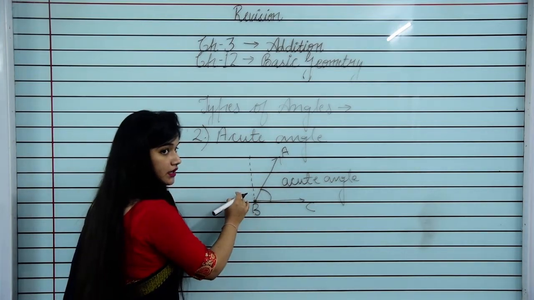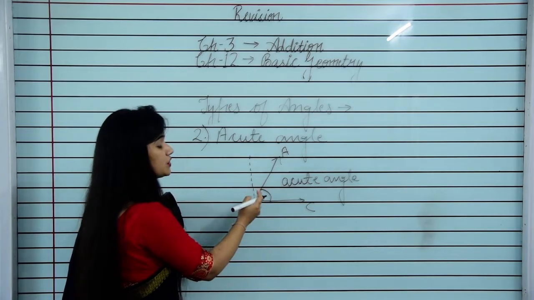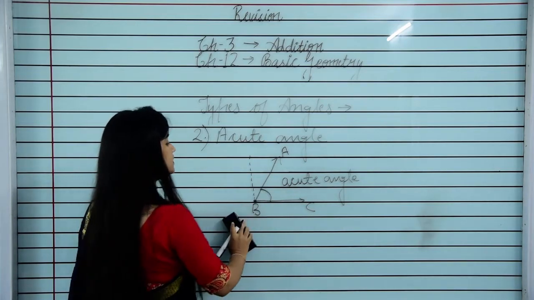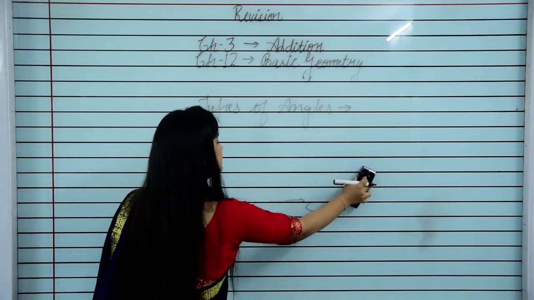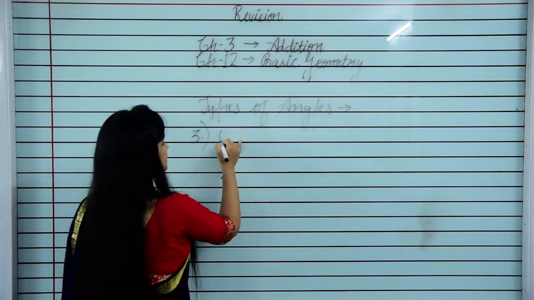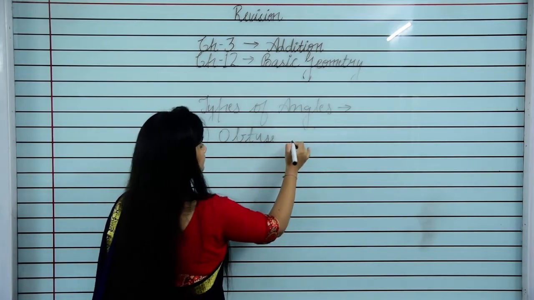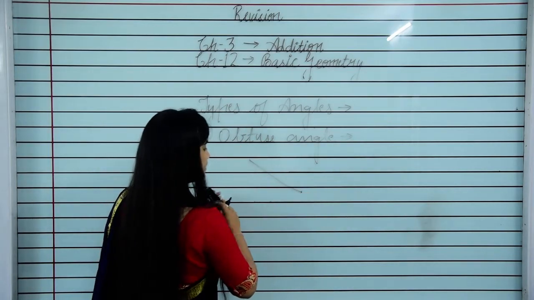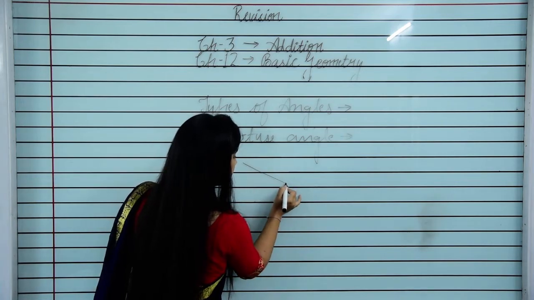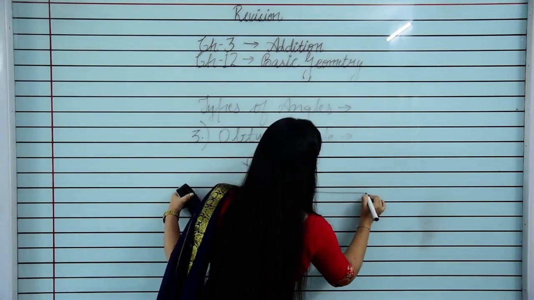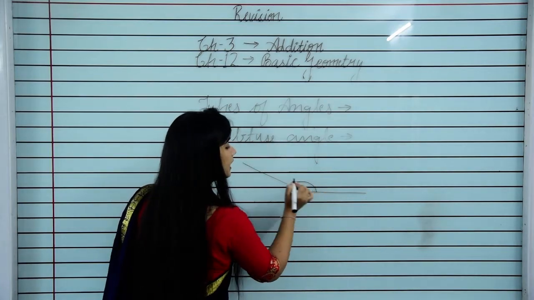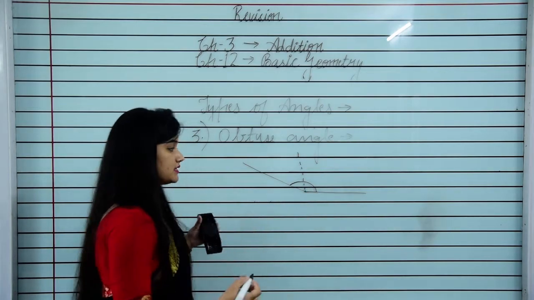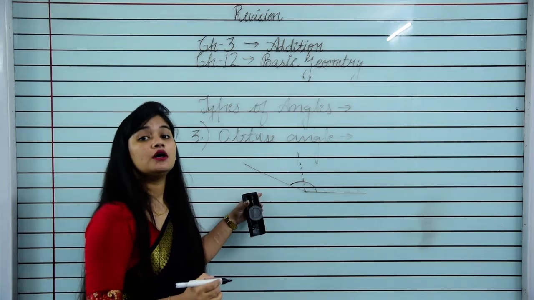Understood? The angle which is less than a right angle, which is smaller than 90 degree, is called acute angle. Understood? Now we see the next angle, that is obtuse angle. Third is obtuse angle. If two rays are meeting at a common endpoint and they are forming an angle which is more than 90 degree, what is it? Bigger than 90 degree. It means this angle is called obtuse angle.